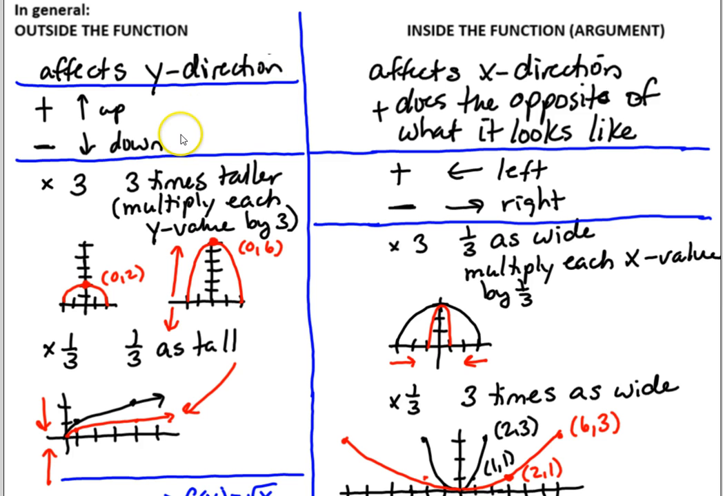So now let's look at addition and subtraction. So addition goes up, subtraction goes down. Remember, this does the opposite of what you think on the x direction, so addition inside the function makes the graph go to the left. Subtraction inside the function makes the graph go to the right.